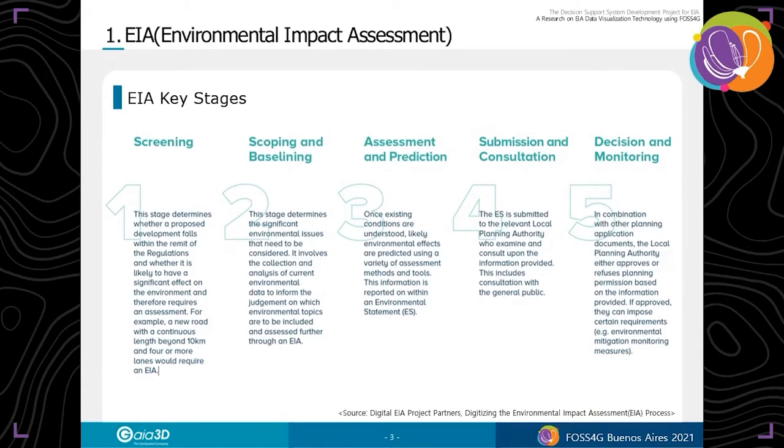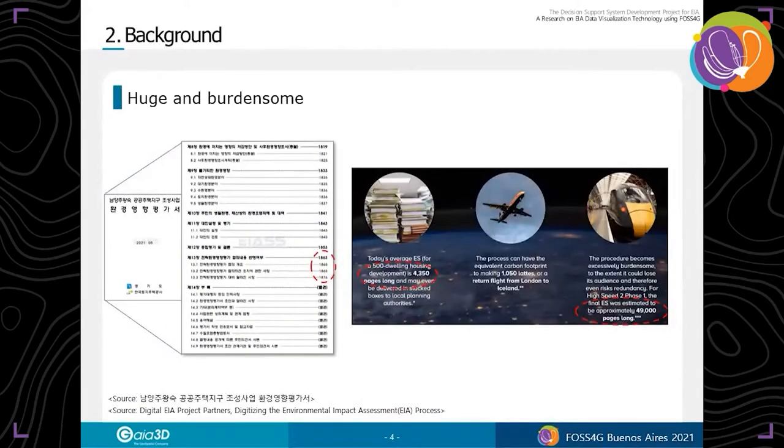I'm going to talk a little bit about the problems of the current EIA process. One of the main problems is that current EIA statements are quite huge in terms of pages and contents, with many unnecessary data and information. At the left side, you can see a real case of an EIA statement from Korea. It has more than 1,800 pages, excluding appendixes. On the right side, you can see the UK cases, where they usually produce statements more than 4,000 pages long. It's ridiculous. Producing this kind of huge statement is quite burdensome.